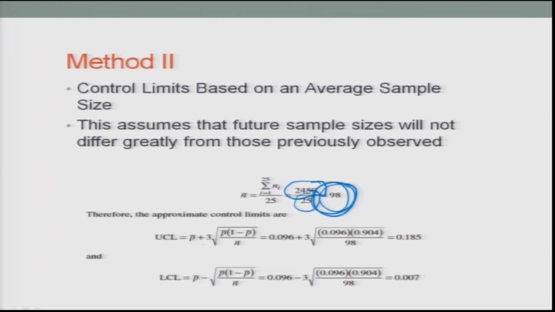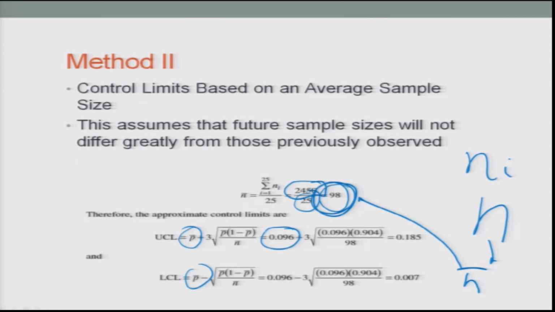So, on an average you may have taken 98 observations at each go. Based on that, now in that case ni's don't come, actually n would come, where n is n bar, which is what you have calculated, which is 98. Based on that you find P bar or P hat comes out to be 0.096, and the upper and the lower control values are 0.185 and 0.007.